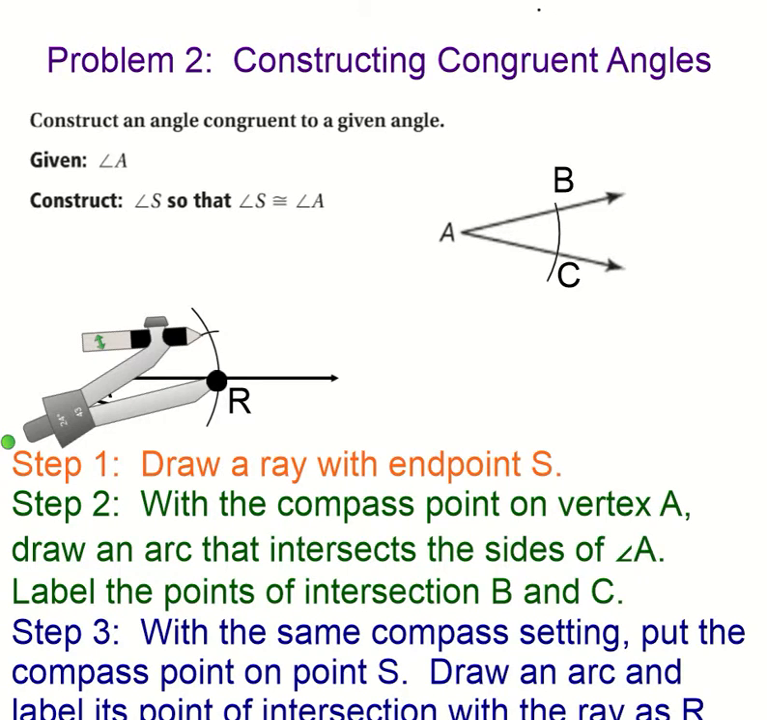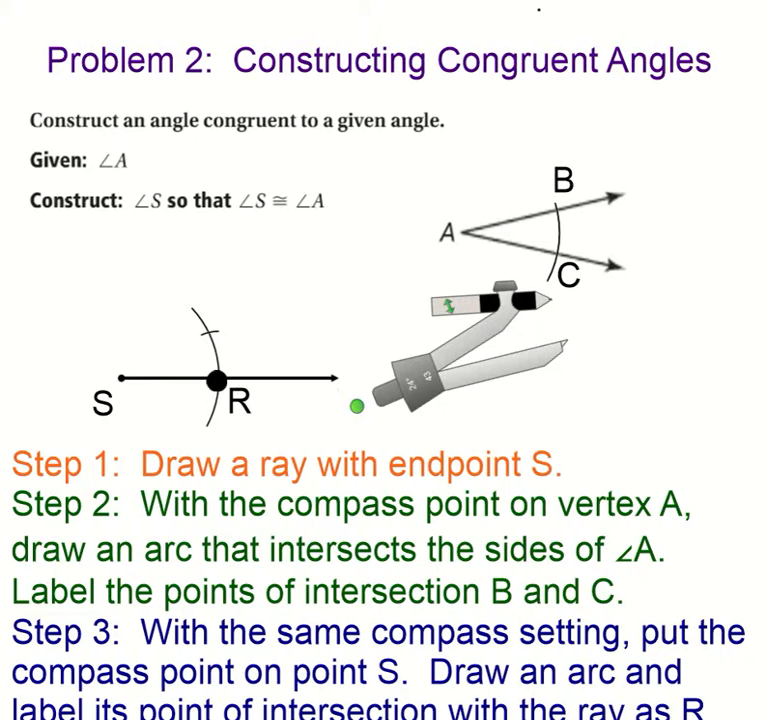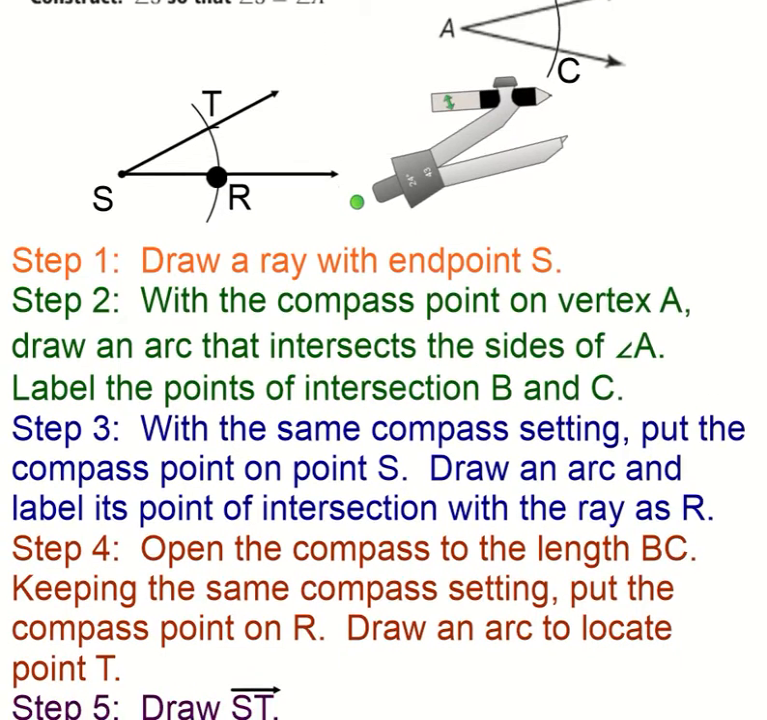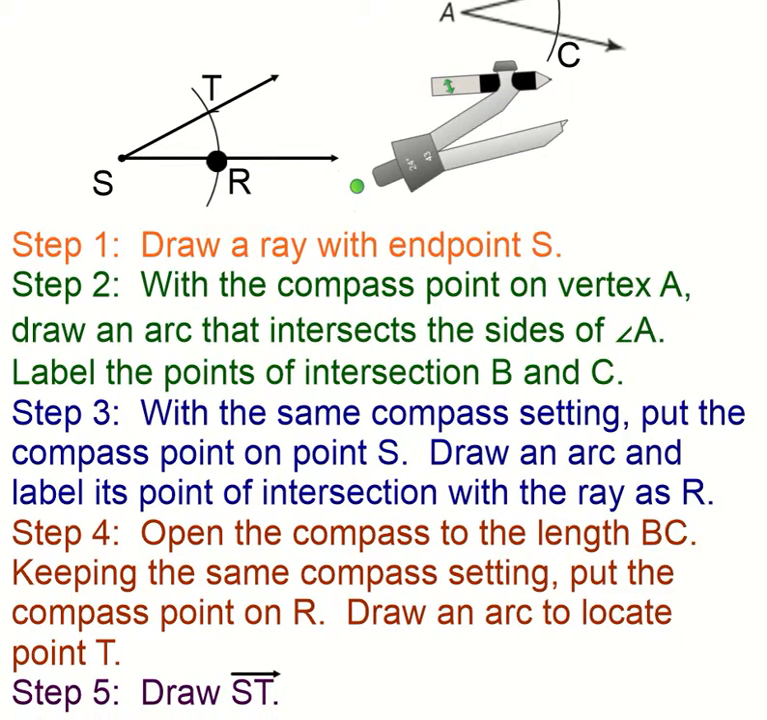So now you can move your compass out of the way, and you take a straight edge, and you go from point S through that intersection point that is there on your graph, right like that. Label that point T, and now we have an angle that is congruent to angle ABC. It's as simple as that. So let's go through the steps. We drew a ray with an endpoint S, that was right here.